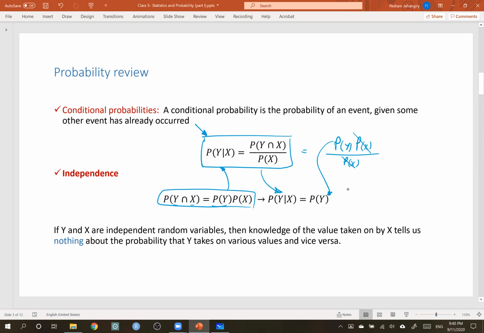But what does this mean in simple language? It says that if x and y are two independent random variables, then the knowledge of the value taken by x tells us nothing about the probability that y takes on various values, and vice versa. In other words, the probability of y is independent of x. Regardless of the value of x, the probability of y is going to be the same if you look at different values of x. I know it sounds a little confusing, but let's work through an example, and all these things are going to make perfect sense, I'm quite sure.